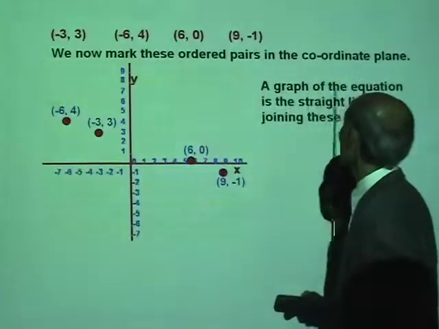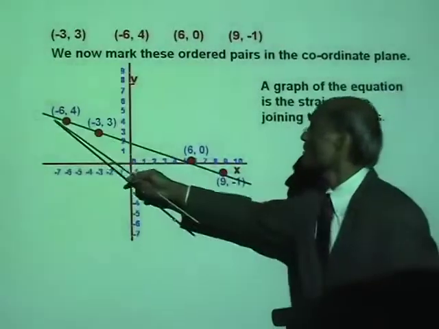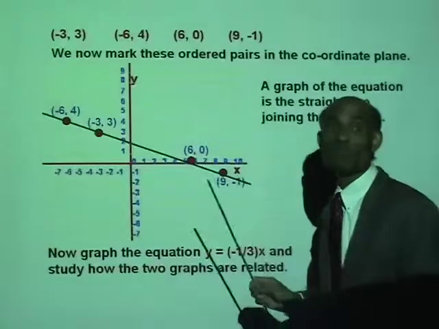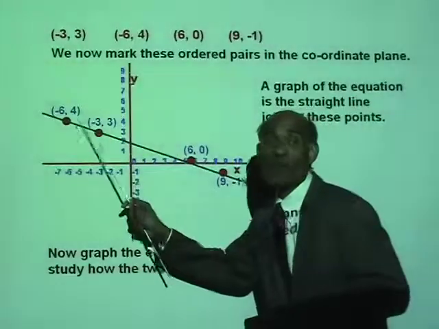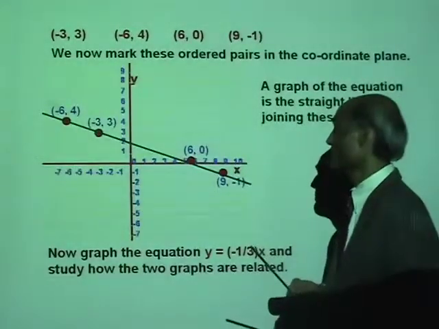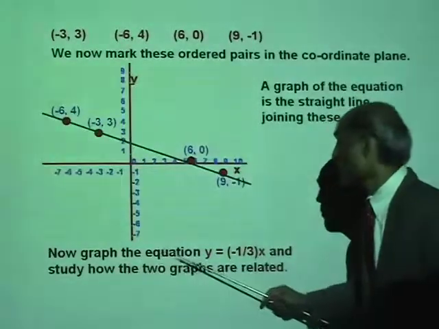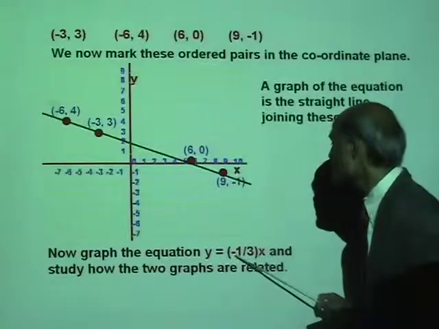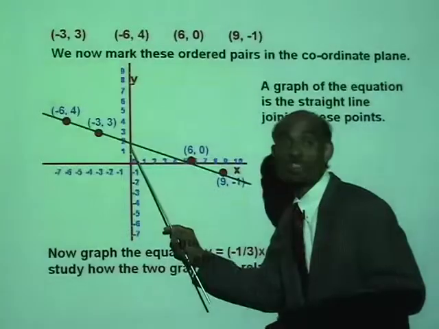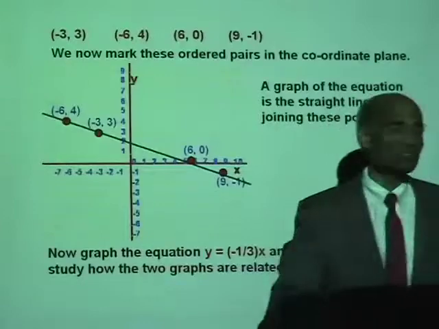And now, a graph of the equation is the straight line that contains all these points. That is the graph of that equation. That means any other ordered pairs will also lie on the same straight line. Now, can you do this? Can you graph the equation y equal to -1/3 x?